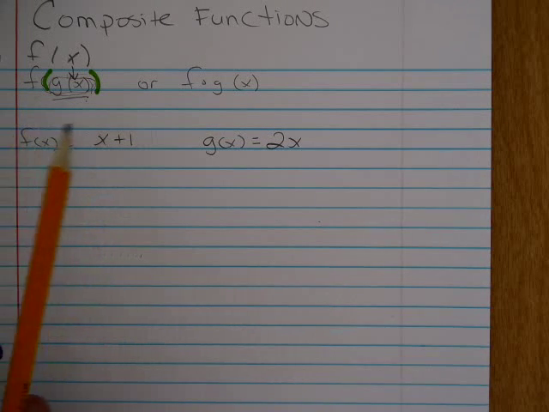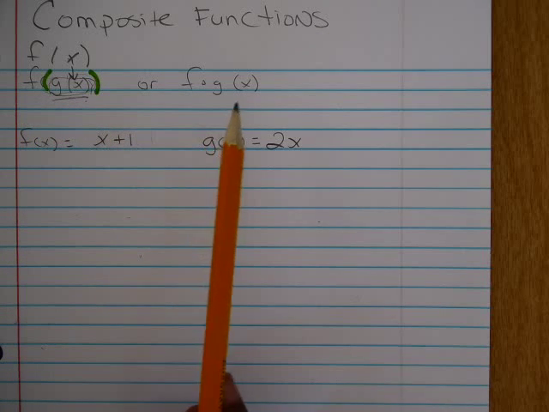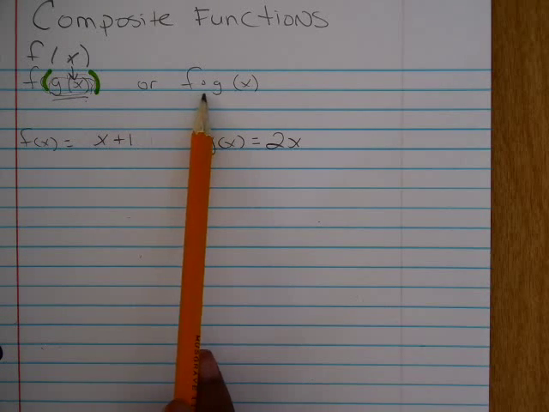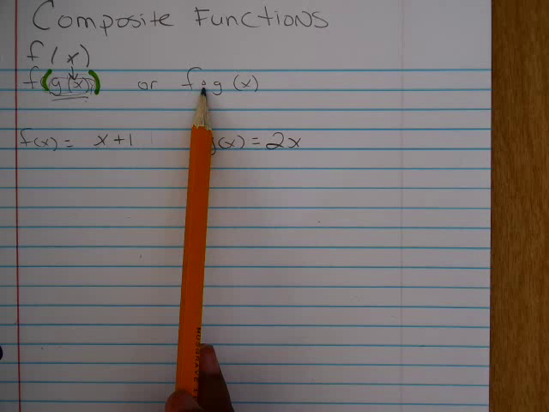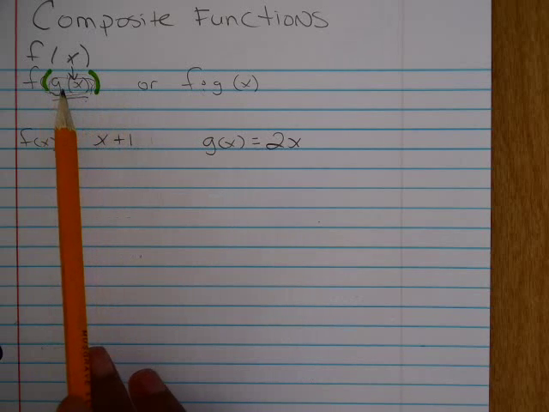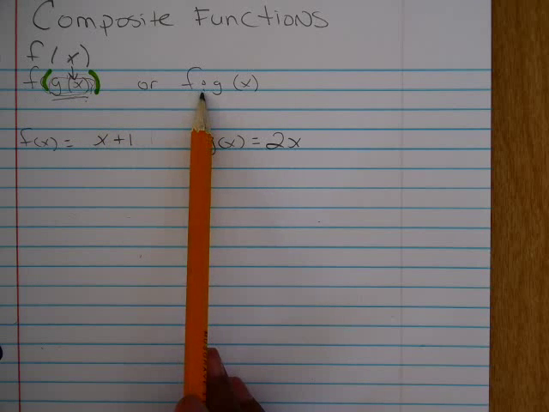This is one of the notations, one way of writing it with the parentheses. Another way of writing a composite function is with this little circle. It kind of looks like the word fog. The symbol is basically a little circle that represents how to write a composite function. It means the absolute same thing as this. This is just another way of writing a composite function.